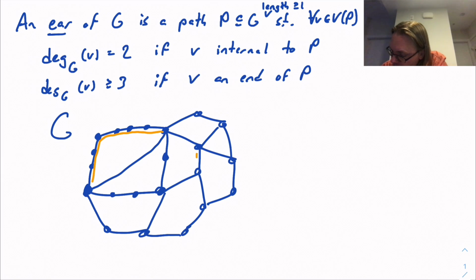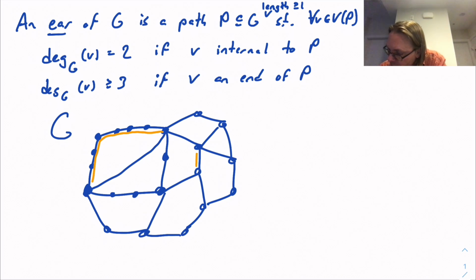This is an ear of length 1. That's just a single edge. Both ends of that edge have degree at least 3 in the original graph. So that's an ear. And that's always true, right? Anytime I give you an edge and both vertices have degree at least 3, then that's going to be its own ear. It's a perfectly good path. It has no internal vertices. The two end vertices have degree at least 3.